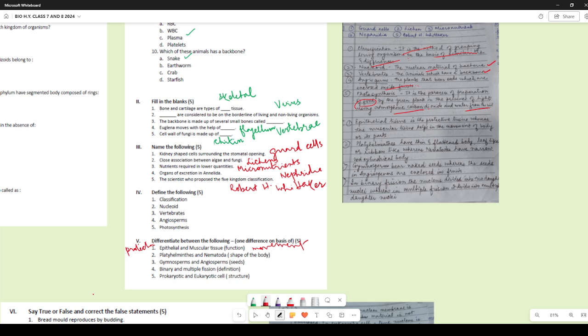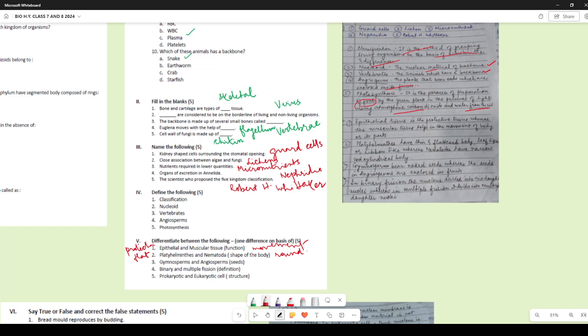Platyhelminthes and nematoda, shape of their body. Platyhelminthes have thin and flattened bodies. They are called flatworms, whereas nematodes are called roundworms. They have narrow and cylindrical body.